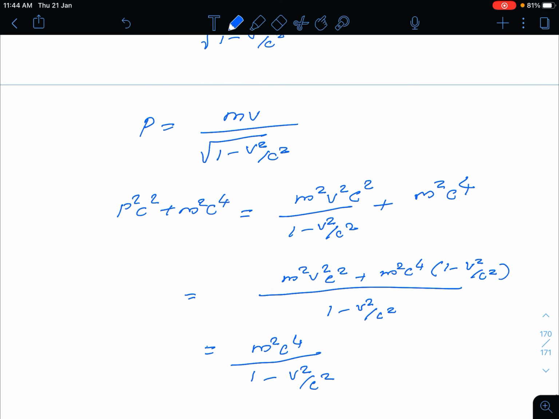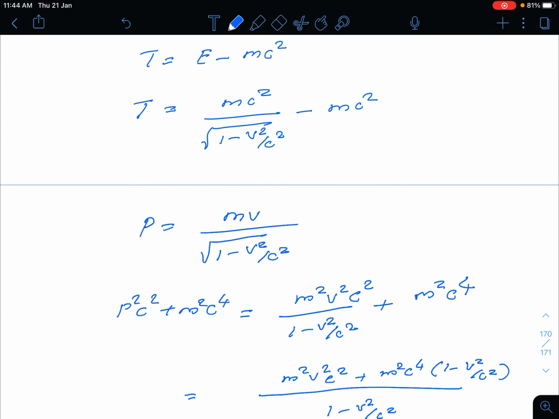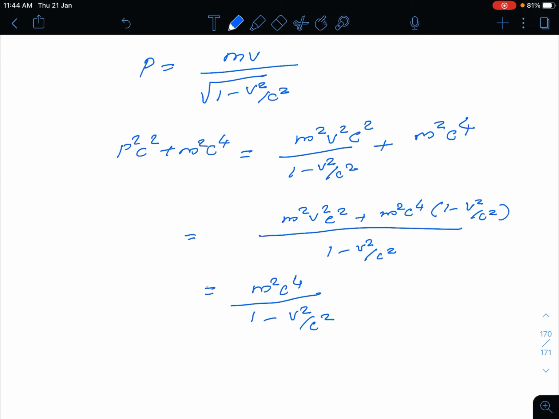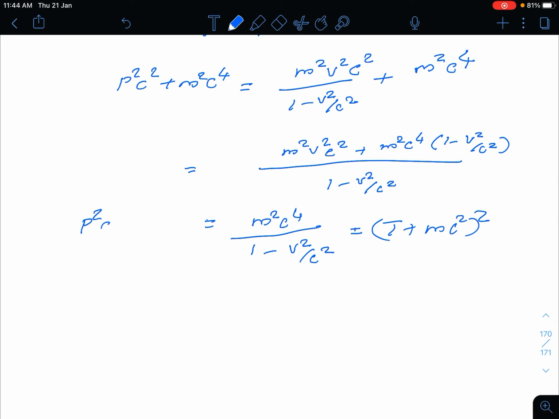But what is this m square c raised to 4 divided by 1 minus v square by c square? That is the square of this. m square c raised to 4 divided by 1 minus v square is equal to T plus mc square, all squared. Taking it to the left side, that is the total square, m square c raised to 4. So this is simply equal to T plus mc square whole squared. So p square c square plus m square c raised to 4 is this.